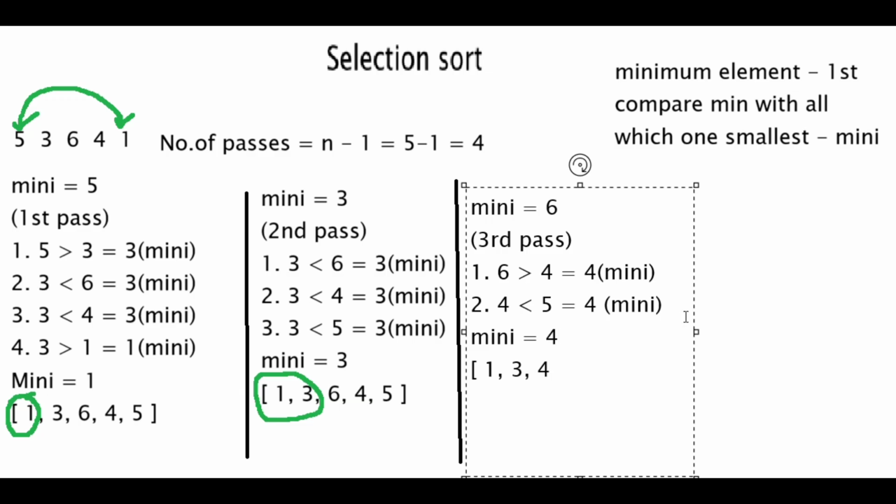The final mini element we got will be replaced with the current position. First, second, and third. If you carefully observe here, 1, 3, 4, and after that 6 and nothing but 5. That's it. We have done the third pass also.